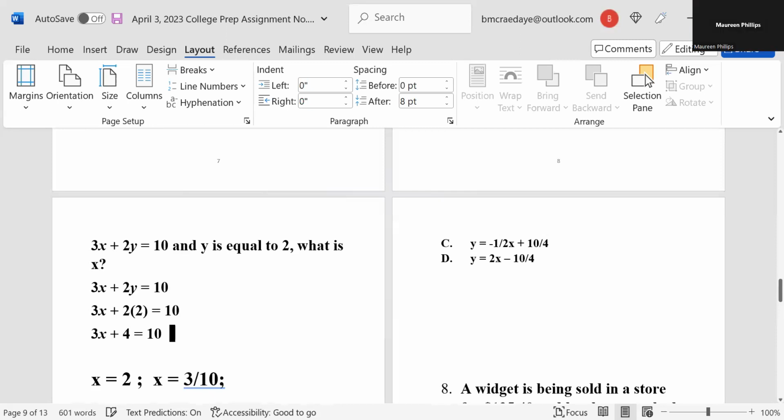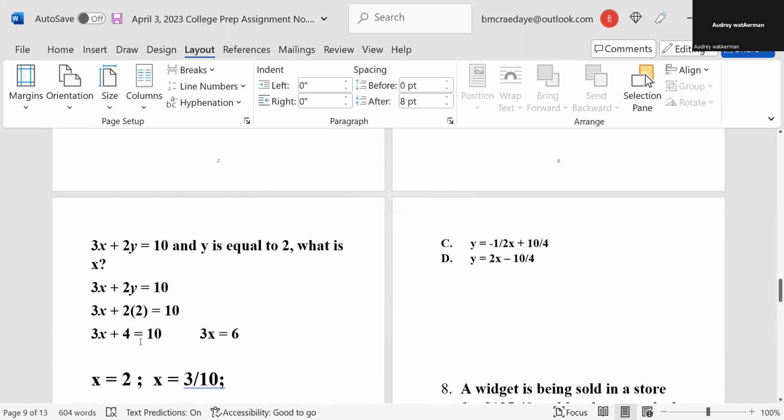3x equals 6. X can only be one number. It's 2. So what Mercedes said is right. X is 2 is the correct answer. You could get it right from here, right? Or you could go through and subtract the 10 minus 4 and get the 6, and then divide the 6 by the 3.